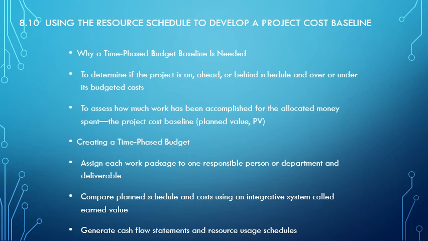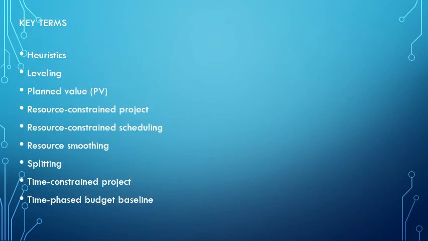Assign each work package to a responsible person, compare plan, schedule, and costs as an integrative system called earned value. So did we earn the value we expected by this period of time? And generate cash flow statements and resource usage schedules. So that is now the end of chapter 8.